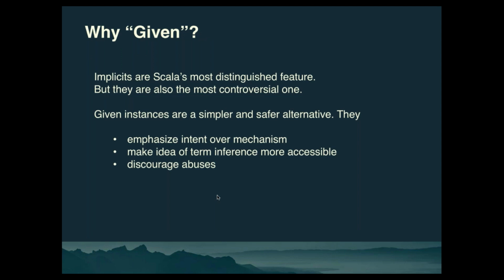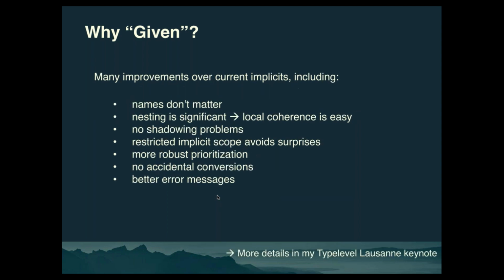So why do I rank given so highly? Well, if we look at Scala, then I think implicits are clearly its most distinguished feature, but it's also the most controversial one. And I believe that given instances are a simpler and safer alternative. They emphasize intent over mechanism, make the idea of term inference more accessible, which is, I believe, the fundamental idea behind it, and discourage abuses. So that's why I think that if we sort of reload the whole thing with given, then we have something that we can state is, I believe, the right way to go about these things, and I expect great things to happen with that.